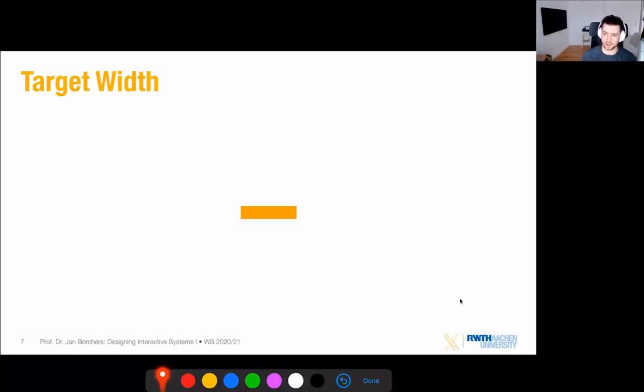So let's try the thing where we talk with each other again. Would you say that this button that you see here always has the same width? Or is it dependent on something? So if I come from here and try to hit this button, does it always have the same width? If you absolutely don't want to talk, you can also type it in the chat. Yes, Fabian.